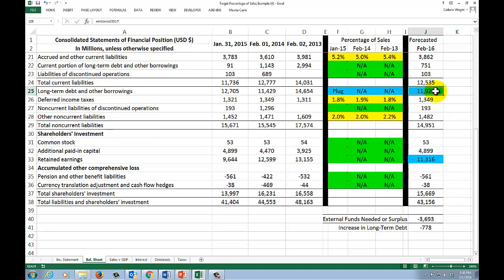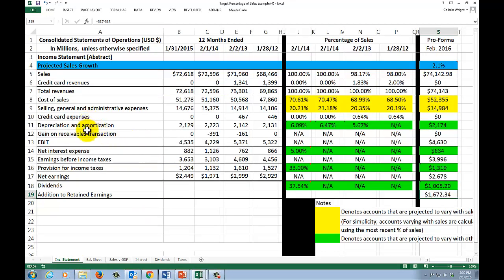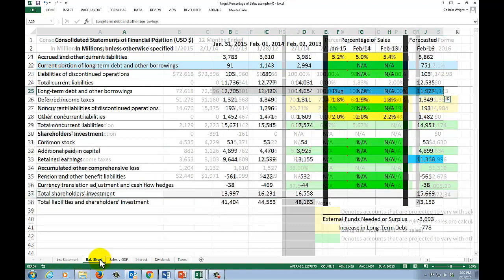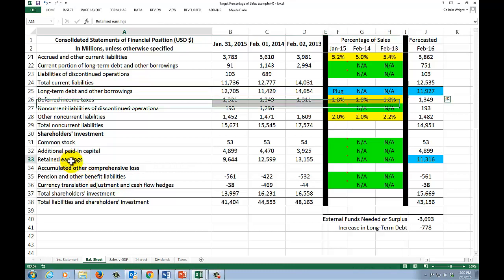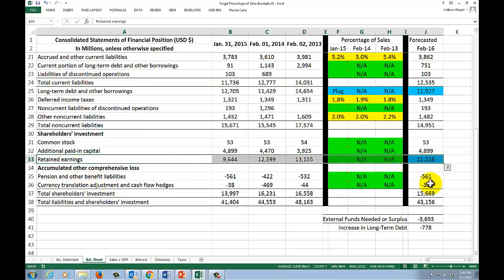When you change that number, debt, it's also going to change your interest expense on your income statement because your interest expense is based on your debt. When you change your interest expense, that's going to change your net income, which will change your addition to retained earnings, which will change your retained earnings on your balance sheet. So hopefully you can see the circular reference problem that you get into.